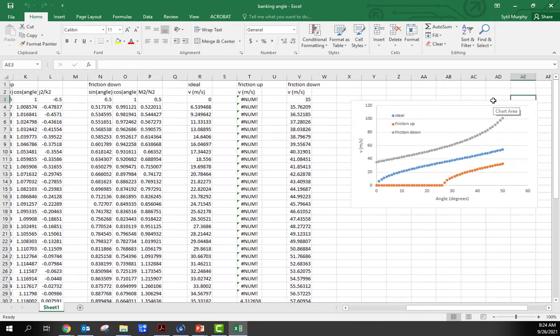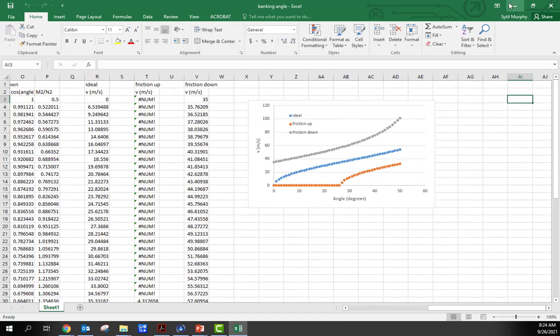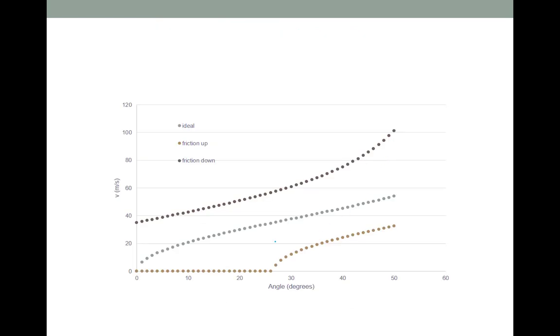And then I made a graph, and I have that graph on the next slide here. So we have velocity on the vertical axis, the banking angle on the horizontal axis. You can see the bottom one. This is where friction pointed up the ramp. There was a bunch of angles where it didn't work. And then all of a sudden it started picking up. But always when friction's going up the ramp, you have to go around more slowly than the ideal speed.